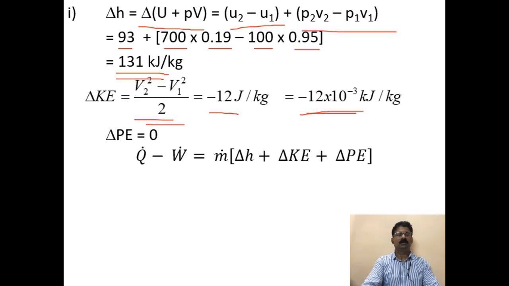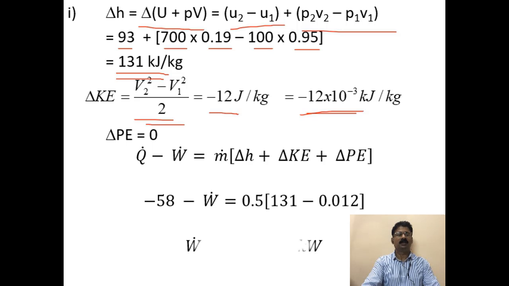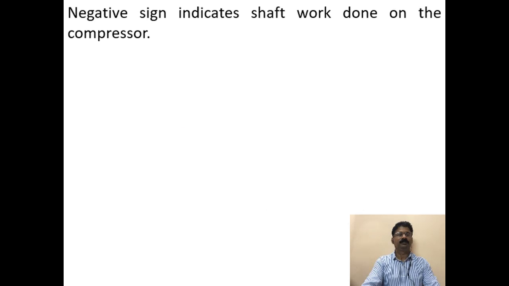Now take the steady flow energy equation in rate form, that is Q dot minus W dot is equal to m dot into delta H plus delta KE plus delta PE. Make proper substitutions. So you will get W dot as minus 123.494 kilowatt. Okay, so that is the work. Now the negative sign indicates that shaft work is done on the compressor.